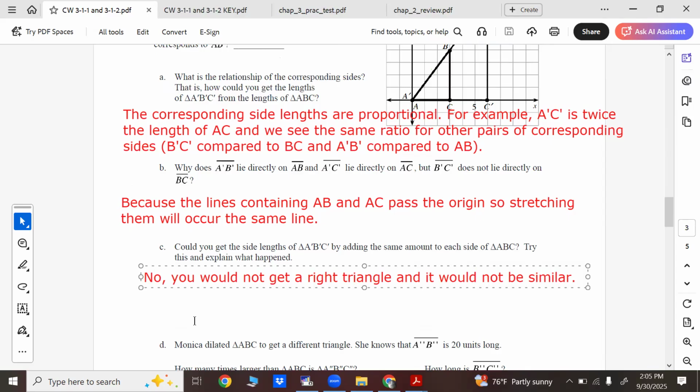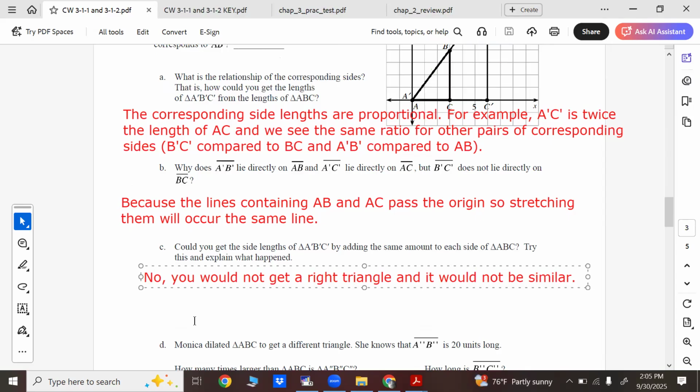Would it not start from the point of origin? Yeah, exactly. Correct. So the bottom line is that the ratios among corresponding sides are always going to be the same. Like A prime C prime to AC, or B prime C prime to BC, or A prime B prime to AB. Those are all going to be the same ratio. It looks like we're doubling in each case.